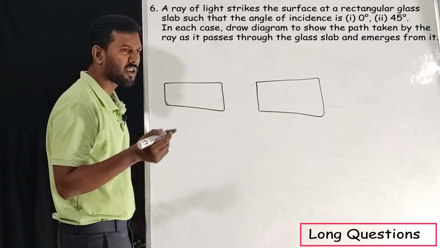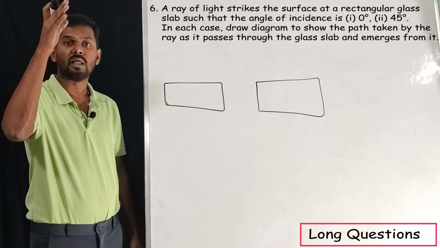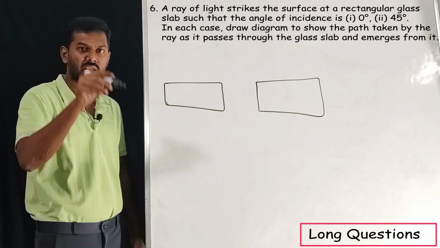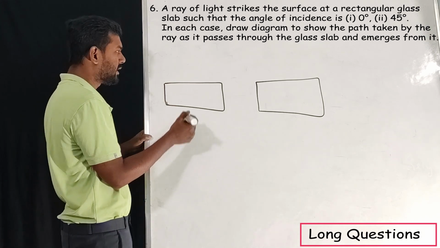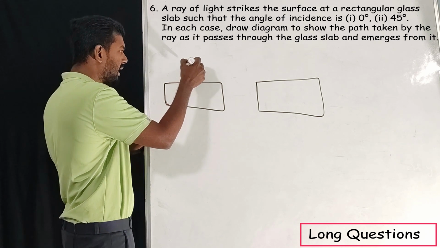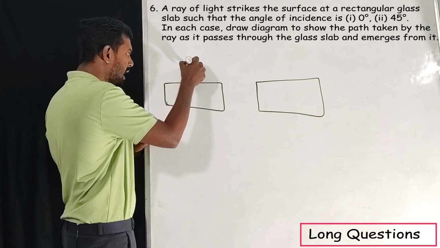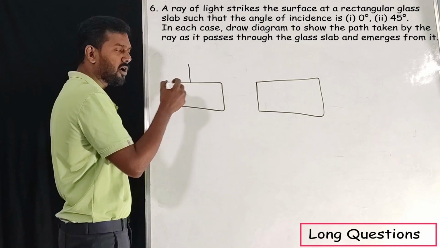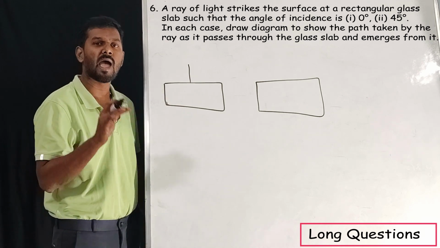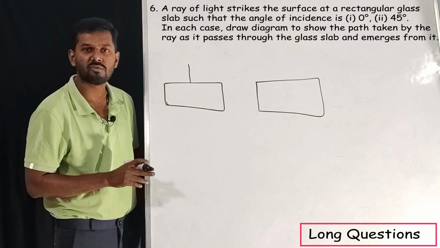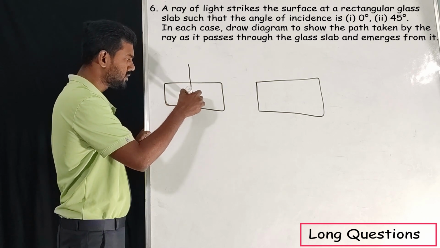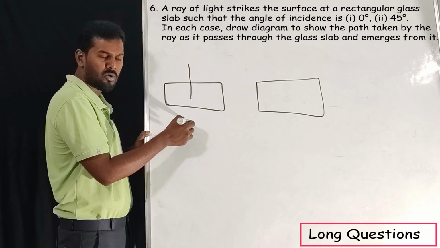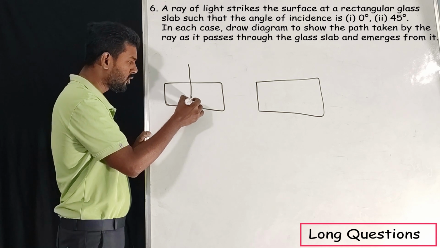What do you mean by angle of incidence is 0? That is nothing but the incident ray is on the normal. This is how we are going to draw the normal. But they are telling the angle of incidence is 0. That means the incident ray will be exactly on the normal line. If the angle of incidence is 0, the angle of refraction will also be 0. So there will be no change, no refraction. Again, it is going to hit here.